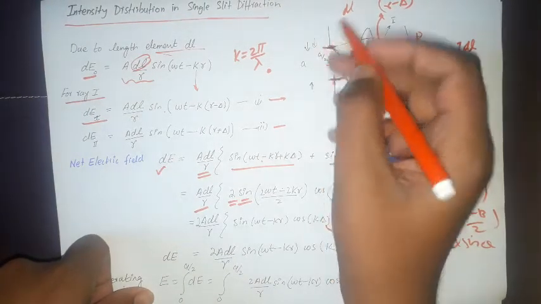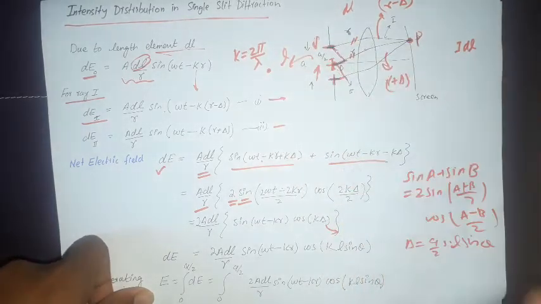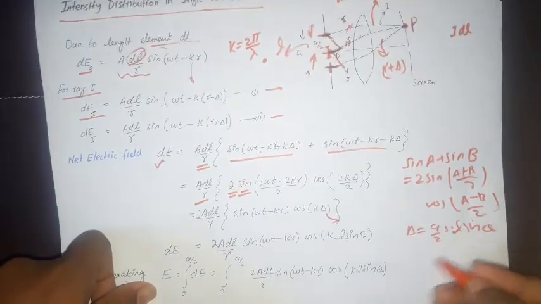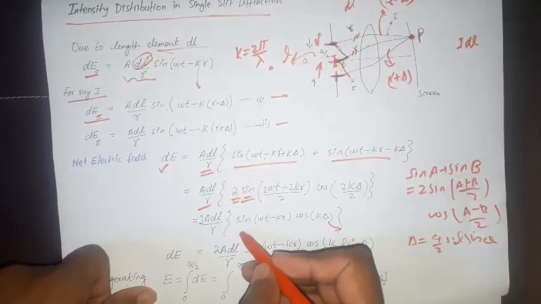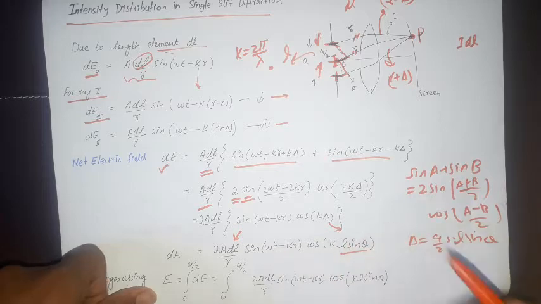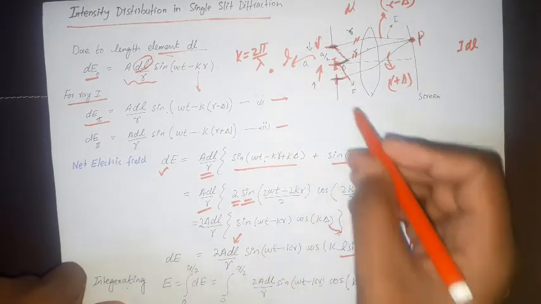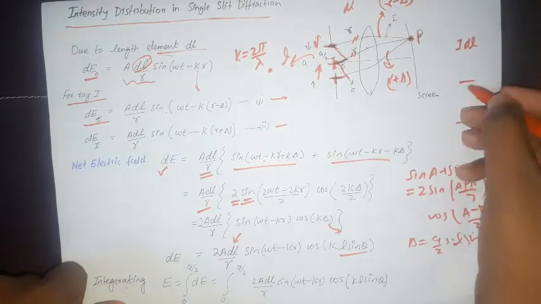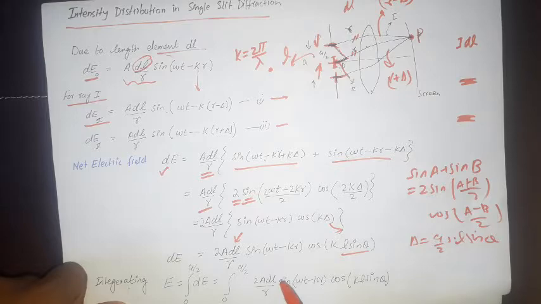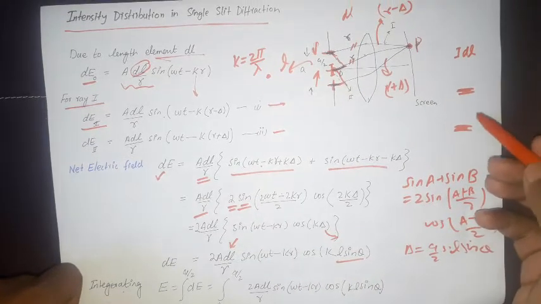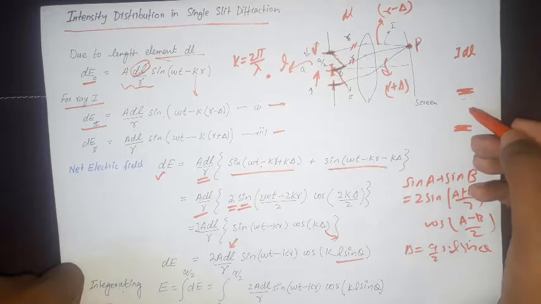I am naming this as L, although we know that this is a by 2. I can name this as L sine theta instead of a by 2 sine theta because we have this length element dl, so we need to integrate this. Now this is the electric field component due to these two portions. If this is the slit, I have taken these two portions and this gives me this result. If I want to find the electric field component due to all these portions, I need to integrate.